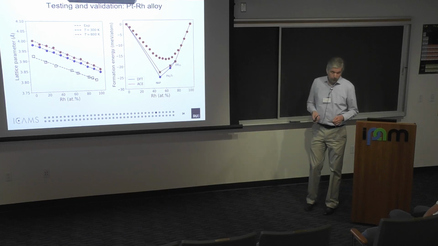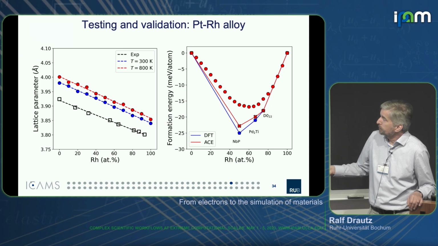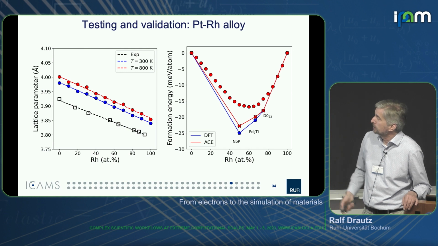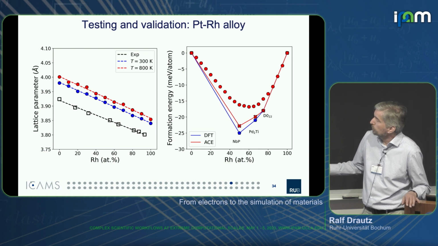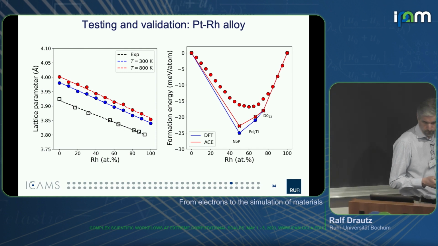Then, of course, binaries are of interest, and this is platinum-rhodium as a function of composition. We see the change in the lattice constant, and you see the gap between the PBE reference data and the experiment is already the largest. And here the convex hull: the energies are in the 25 milli-electron volt range, and typically we get 2 to 3 milli-electron volts. It's not perfect, but that's just what we get.